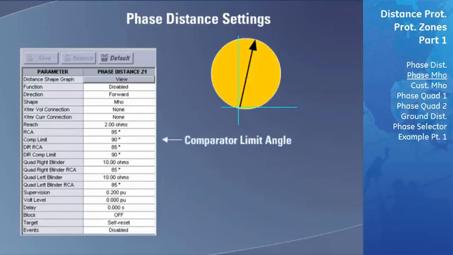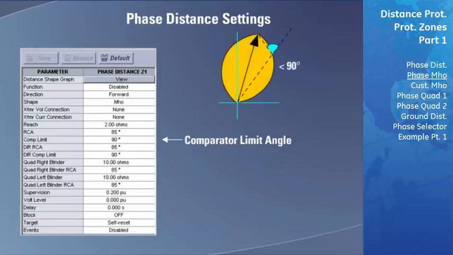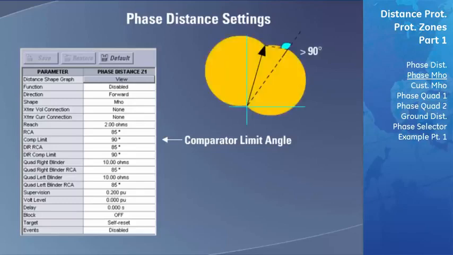When setting the comparator limit angle, entering an angle that is equal to 90 degrees results in a perfectly round-shaped Mho characteristic. An angle that is less than 90 degrees results in a lens-shaped Mho characteristic. This lens shape will only pick up fault impedances that are very close to the line impedance angle. Entering an angle that is greater than 90 degrees results in a tomato-shaped Mho characteristic. This tomato shape will pick up fault impedances that are more resistive in nature.